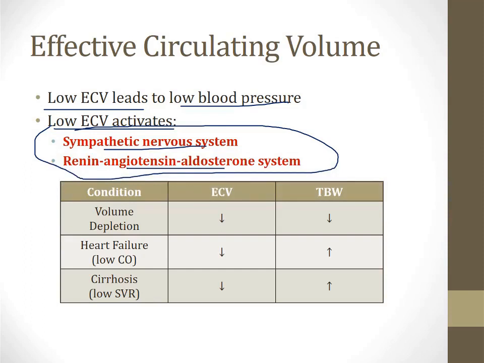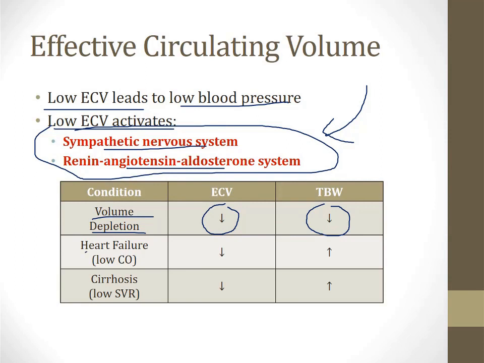So let's imagine we have a patient with volume depletion. For example, maybe this patient has hemorrhage, or maybe they have nausea, vomiting, and diarrhea, and they're massively volume depleted. That patient will obviously have relatively little total body water. There's not much water or fluid in their whole body. And that patient will also have a low effective circulating volume. So this will obviously activate these two systems, which are a major part of how we respond to volume depletion.